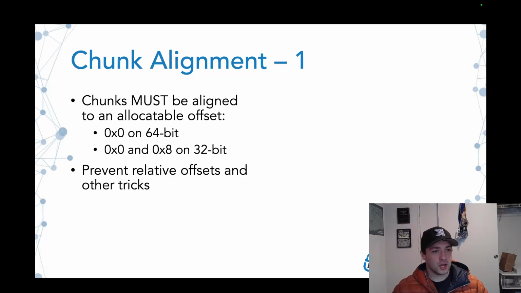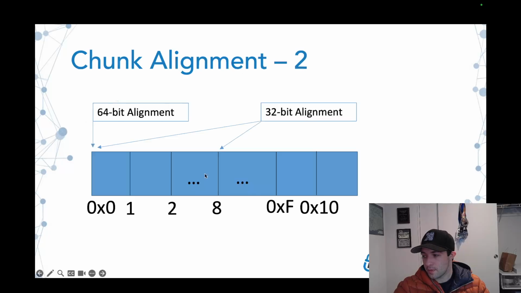By forcing chunks that are being removed to be 0 on 64-bit or 0 or 8 on 32-bit, it makes this pray and spray technique much more difficult, and it makes relative offset tricks on the pointer also not work as well. So this chunk alignment was a very good feature that they included too. And this is just a visual explaining the chunk alignment.